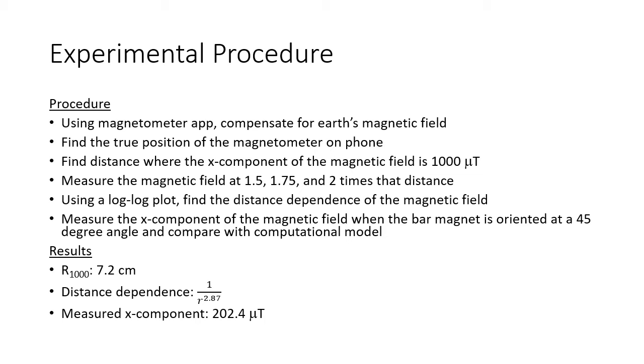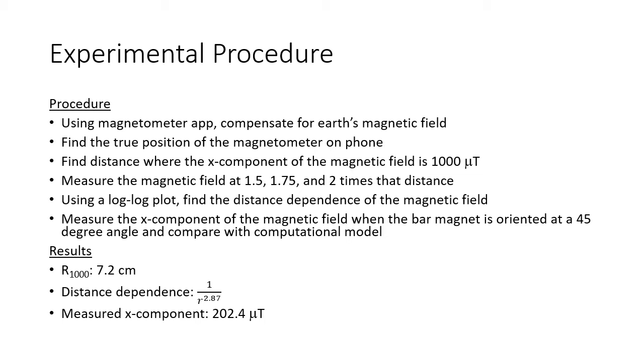With my phone oriented perpendicularly to the measuring tape and the magnet, I found a distance where the magnitude of the x component was equal to 1,000 microteslas. I then took magnetic field measurements at 1.5, 1.75, and 2 times this distance.